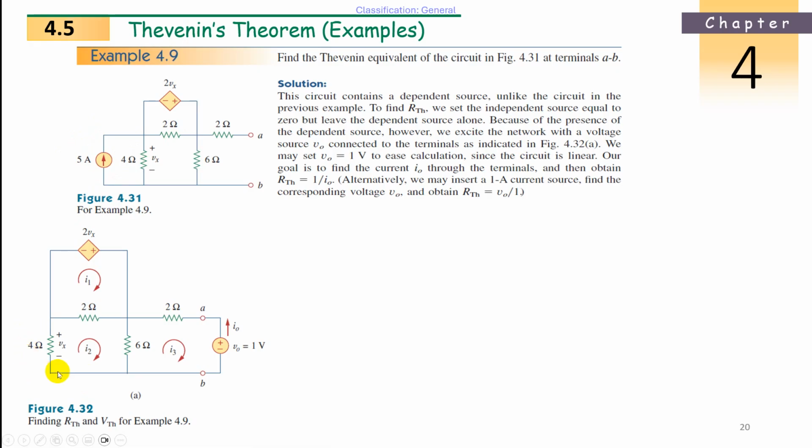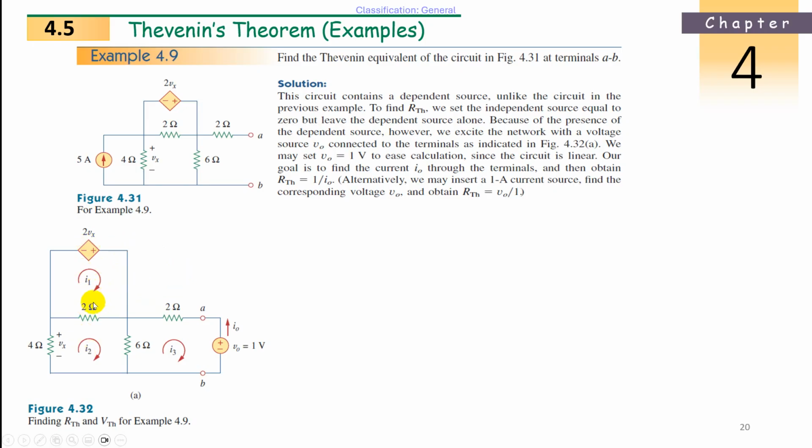So across these terminals, nothing is there. Only these 1, 2, 3, 4, 5 elements are there. Across A and B terminals, we connected a voltage source V0, a fictitious voltage source, our own voltage source, to calculate the current I0 with a value of 1 volt. Now we have three loop equations. When dependent sources are there, the equations and loops will be more, but the process is the same, simple.